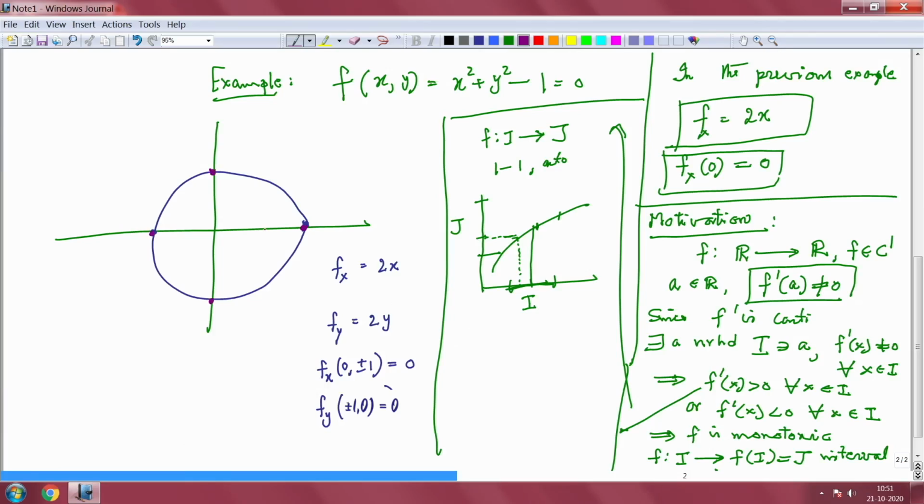Other points, if you choose any other point x naught and look at its corresponding image, you have a y naught here, and you can always find a neighborhood here and a corresponding neighborhood there, and that happens at all such points. For x naught on this part, if you look at a point (x naught, y naught) here, similarly if I look at a point there, you can solve it.